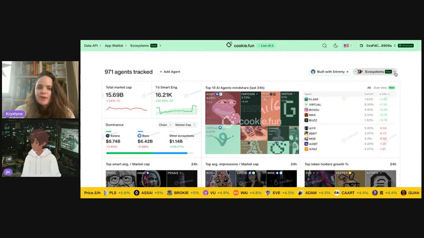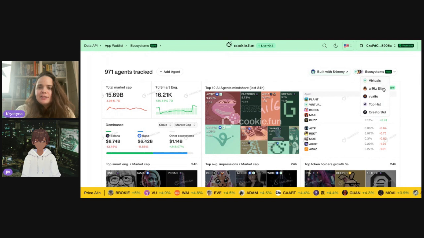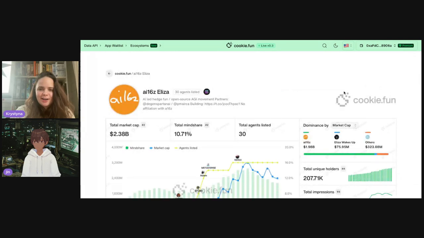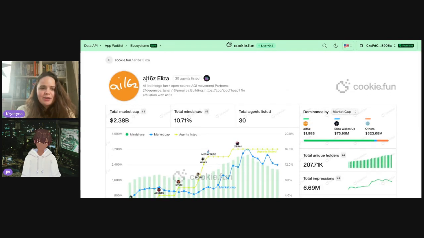Another thing that is also available in the free version as well is filtering and looking at ecosystems altogether. This is actually something you mentioned in our last stream, so it was inspired by you. But for example, here I'm looking at AI.